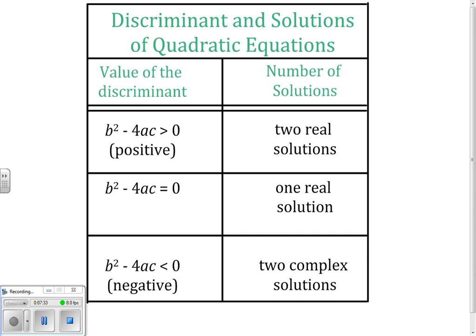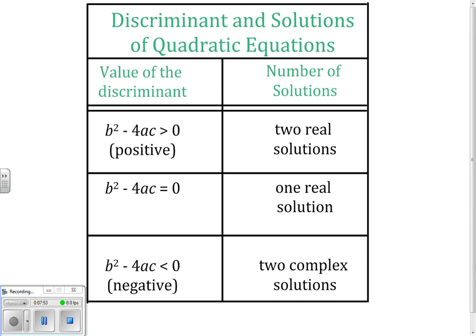So there are 3 situations going on. The discriminant is what is underneath the radical in the quadratic formula, and it allows us to determine how many and what type of solutions we have. So I want to start with the first option. If that discriminant is positive, you have 2 real solutions, and that's what we've been doing this entire time. We got 2 real answers.